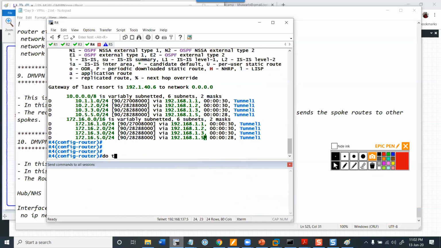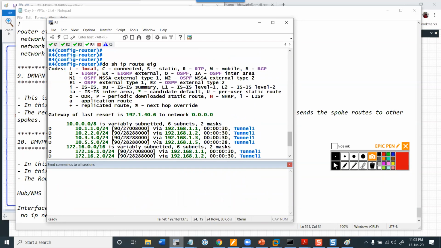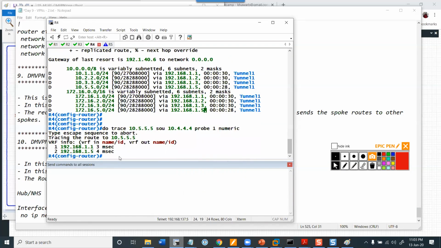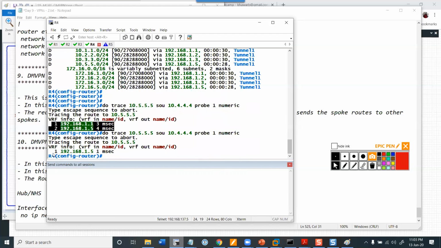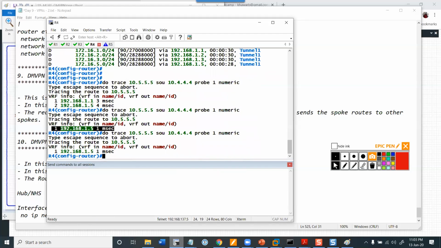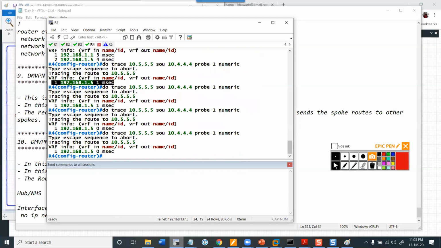So let's try it. Traceroute to 10.5, source 10.4, probe 1, numeric. It went 1 and 5. Why did it go 1 and 5? Because of the resolution, but now I'll go direct. So my data traffic now is direct.